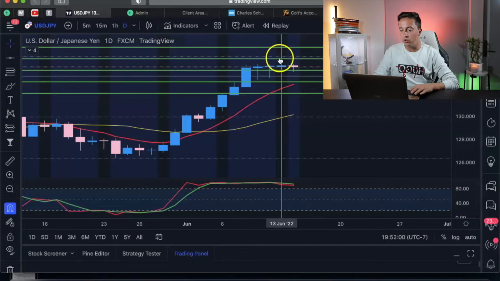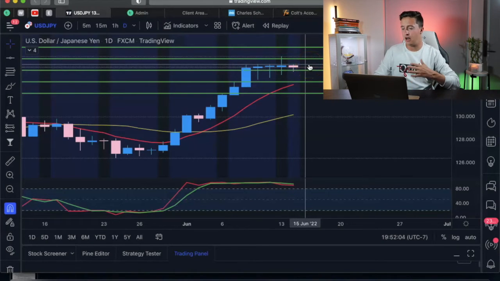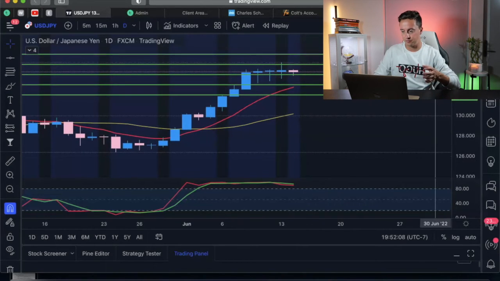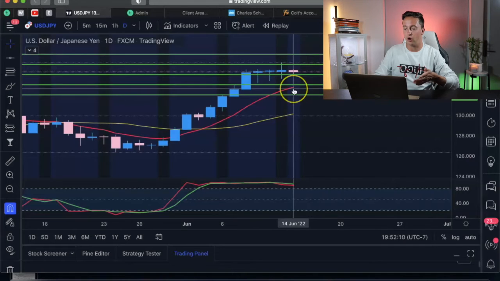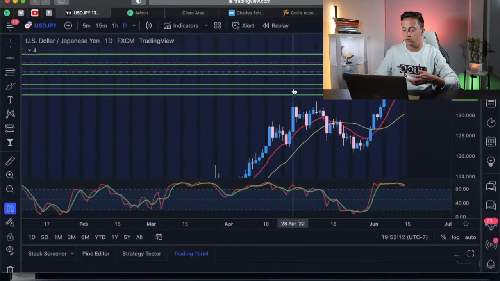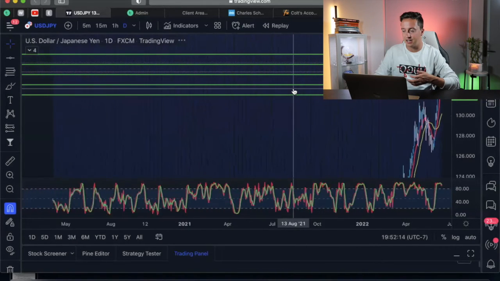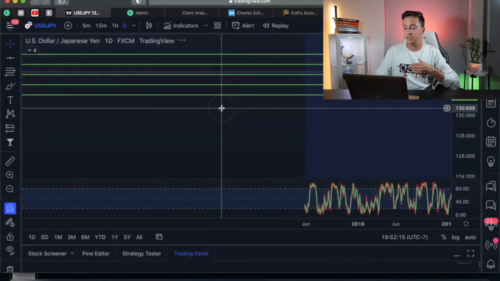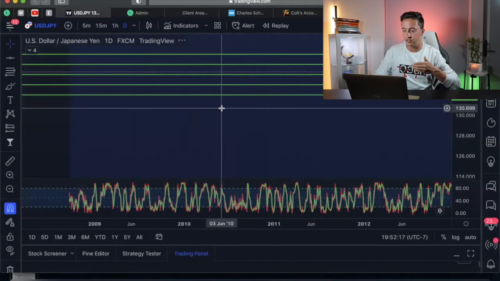Now we did hit the 135 on yesterday's daily candle, so if I were you guys, I would honestly go long on this, and I would aim for the 136 and see if that level could be acquired. Now what I want you guys to also do is look back in time and see the last time that we hit that 136 level.